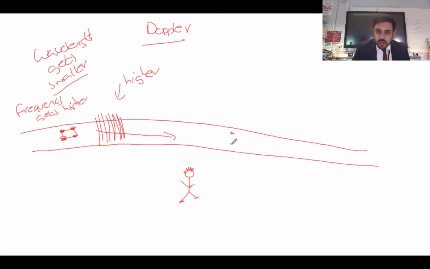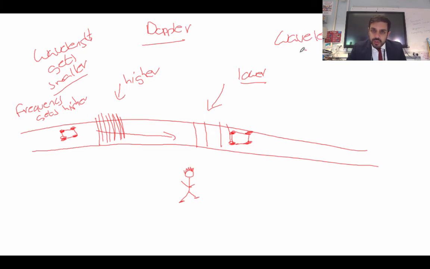Now, as the car goes past me, we'll draw another awesome car. This is a Formula One car, that's why it looks different to normal cars. As it goes away from me, what happens then? The waves start to spread out. That's the low bit. The sound is lower because the wavelength gets longer, therefore the frequency gets lower. Now, that's the Doppler effect.